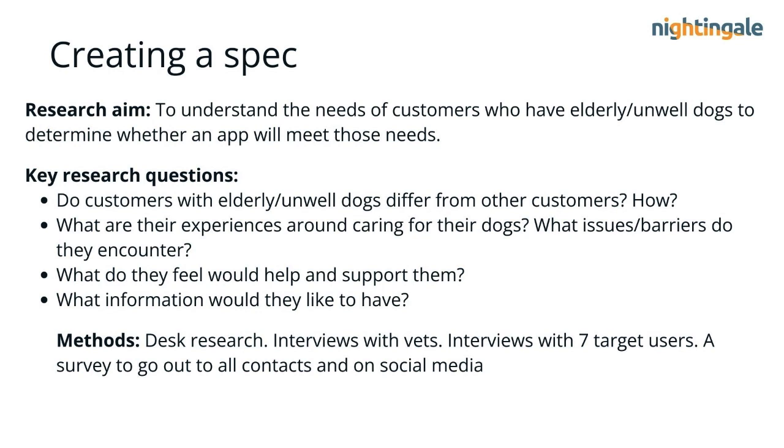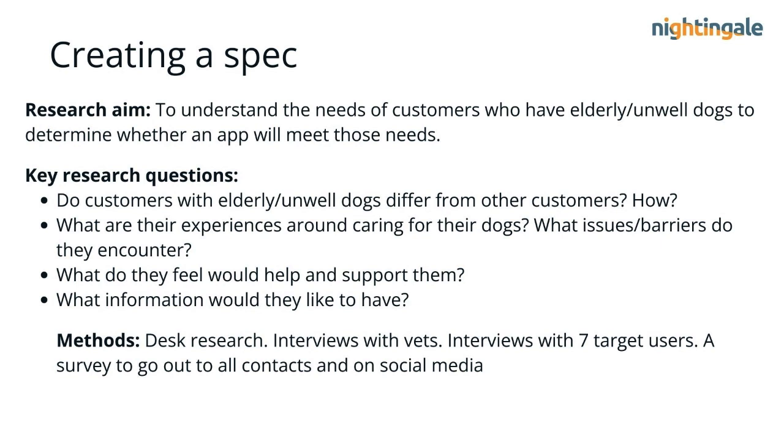So key research questions, and there might be quite a lot of them, but these would probably be the main focus. So do customers with elderly or unwell dogs differ from other customers? And that's important to know because are they like the general kind of customer population, just happen to have dogs who are elderly or unwell, or is there something about them? Potentially they tend to be older themselves, or they tend to work in shelters, or they tend to be vets, or who are they, the people who have these dogs that are not as well as others' dogs?